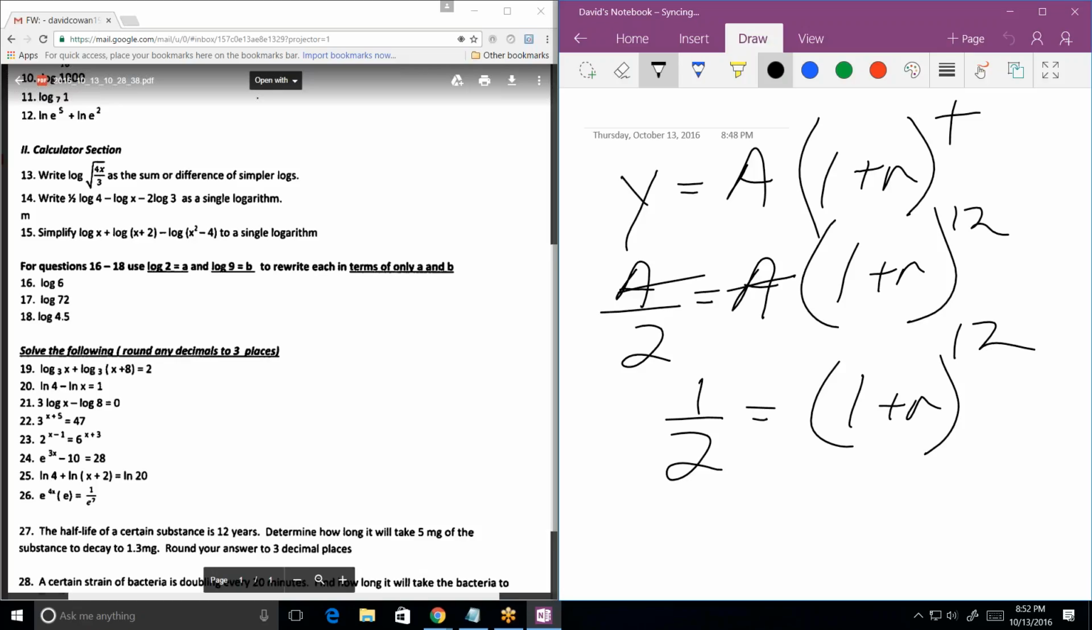And again, how do I solve for r? You 12th root it and then subtract 1. Okay. So it's 1/2 to the 1/12th power. That's the 12th root of 1/2 minus 1. That's r. Okay? And you don't get numbers like this if you use the right formula.